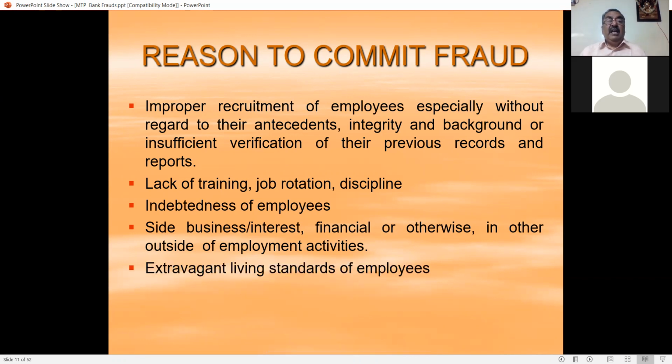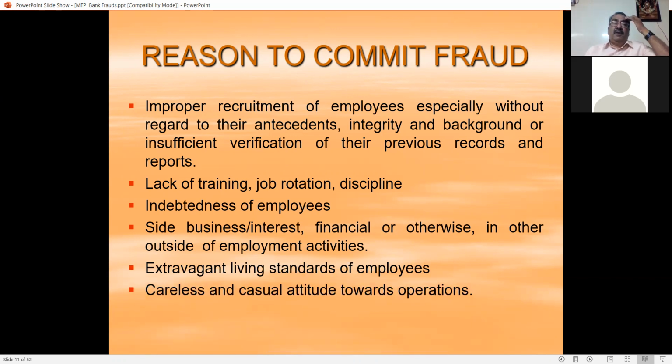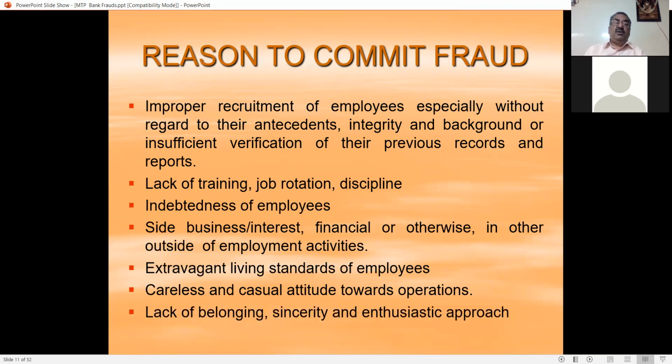And the living standards of the employees. The manager, he might have come in a scooter or even a scooty pep. But this clerk would have come in a car. So the living standards of employees you have to observe. Carelessness and casual attitude towards operation. Whatever we think, we will say. So these are the reasons to commit the fraud.